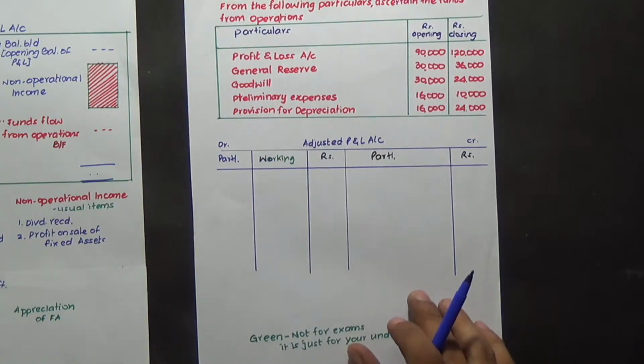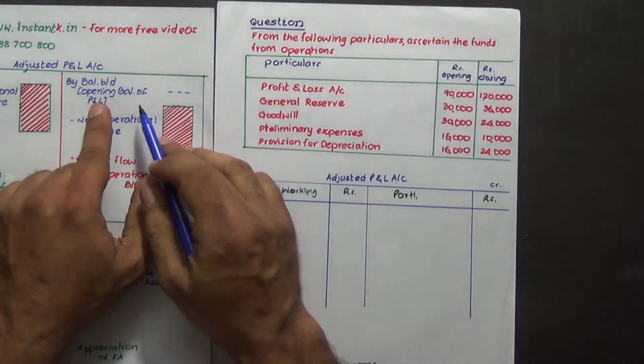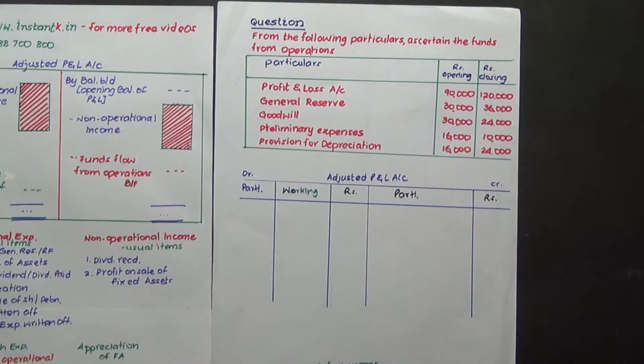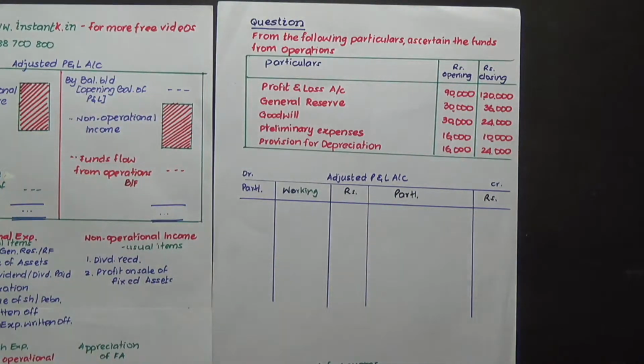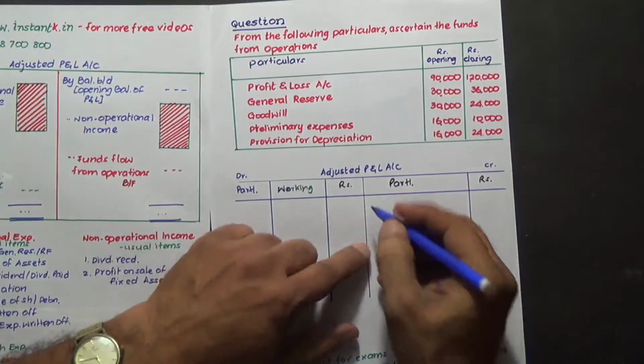The problem gives the opening balance of P&L. We are going to write the opening balance of P&L on the credit side here. By, this is the opening balance, by balance brought down.